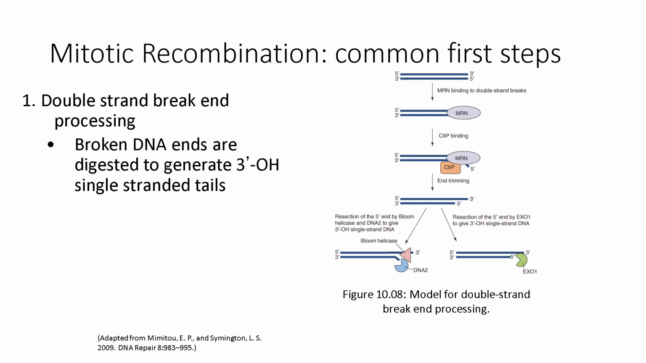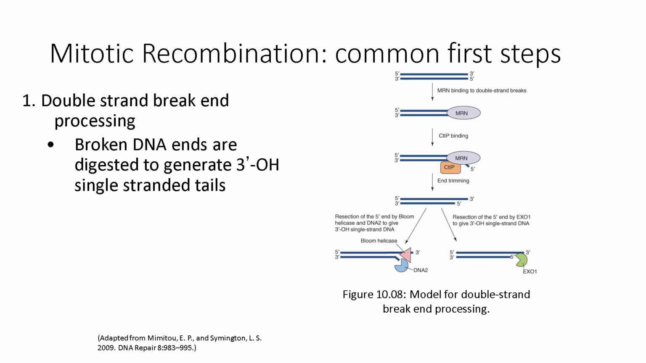The first step in mitotic homologous recombination involves the processing of the double-strand break to generate 3' single-stranded DNA tails. Exonucleases digest the DNA ends, exposing these single-stranded overhangs. These tails are essential for locating and pairing with homologous sequences on the sister chromatid, which will serve as the template for repair.